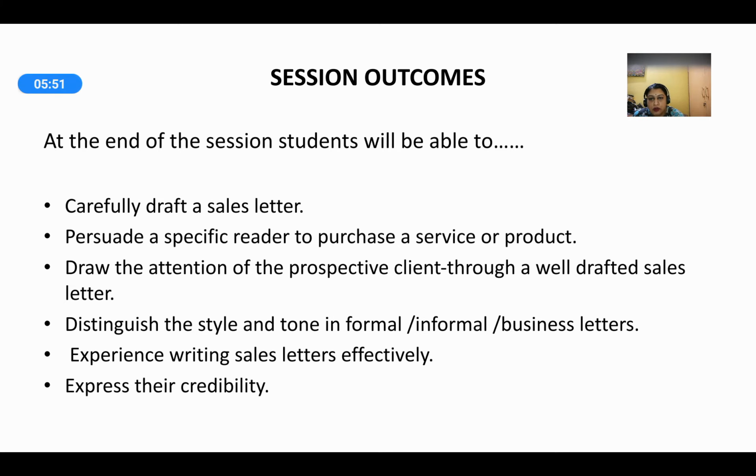The student also, by the end of the session, will be able to draw the attention of the prospective client through a well drafted sales letter. The student can distinguish the style and tone in formal, informal and business letters, and can also gain experience writing sales letters effectively, which will in turn help him later in his career. It will also express their credibility. So, at the end of the session, the student will be more or less in a position to write a good sales letter.